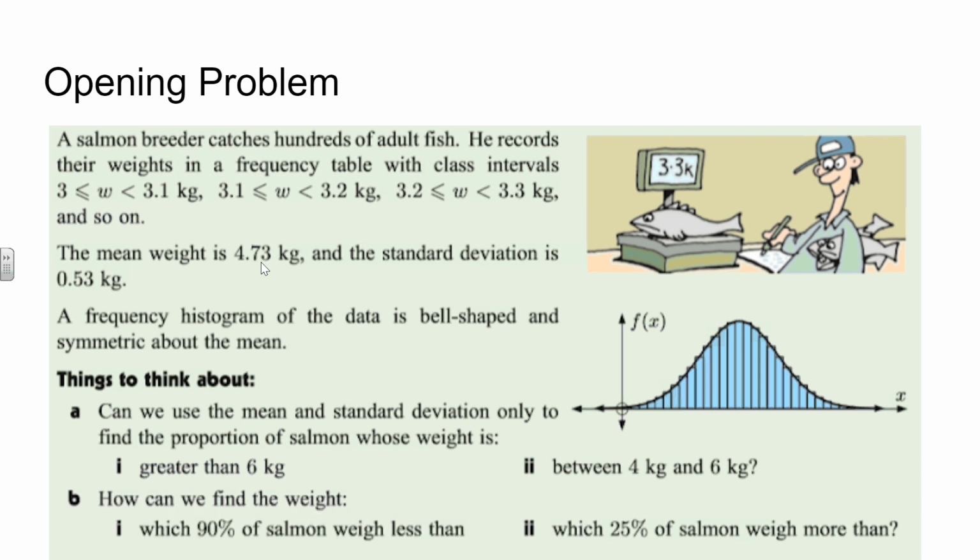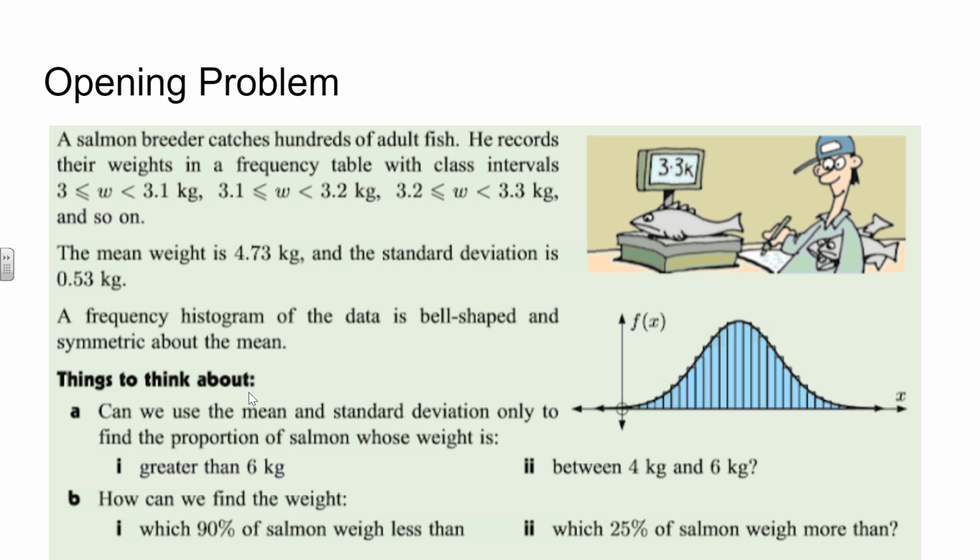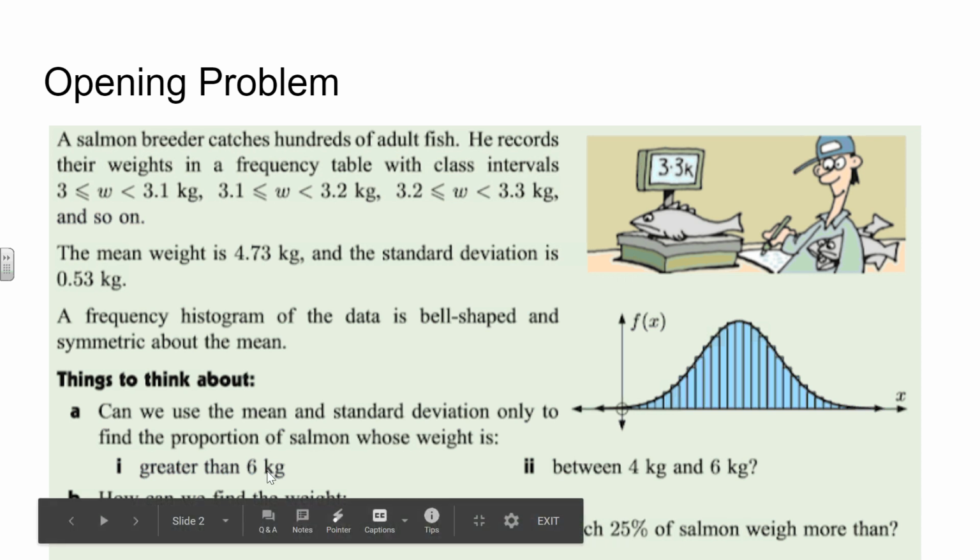If it says the mean is 4.73 and the standard deviation is 0.53, well, that's quite a few standard deviations away from the mean. It's more than two standard deviations away. So for that reason, to get a salmon whose weight is greater than 6 kilograms is pretty unlikely because it's pretty far from the mean, which is going to be the center of this distribution here. Between 4 and 6, well, that's going to take up the big chunk in the middle, so that's going to be a pretty likely outcome here.